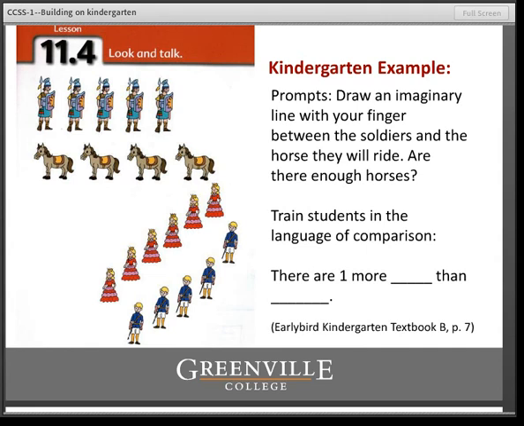In this image, an introductory image, children are shown this picture and given the prompt that you see here to draw imaginary lines matching the soldiers with the horse or the prince with the princess. I want you to notice that the context is one that naturally lends itself to matching. We're not matching pencils and baseball bats, for example. We're matching things that you would really think to put together. Soldiers will need a horse, and to dance at the ball, each prince needs one princess.